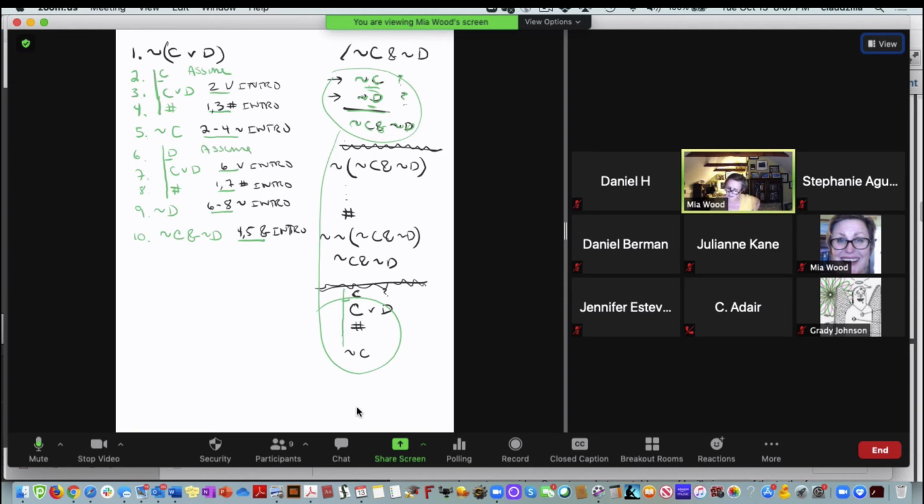I think what you might be seeing is that nested in this parenthetical there is the sentence C or D. But remember, the negation is what governs that sentence. So we're not able to just pull the C or D sentence out of line 1. Does that make sense?